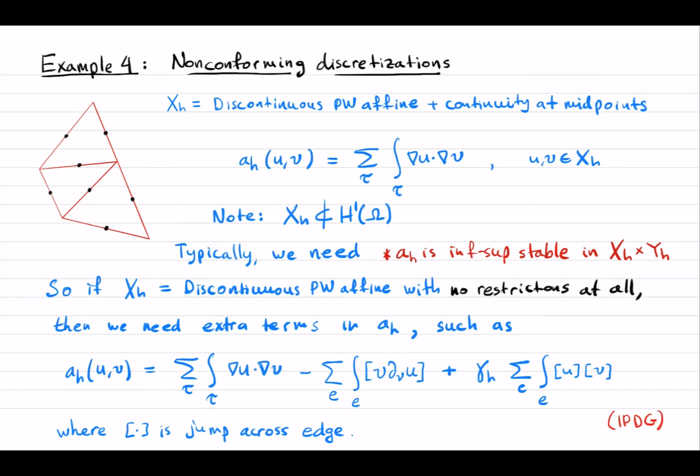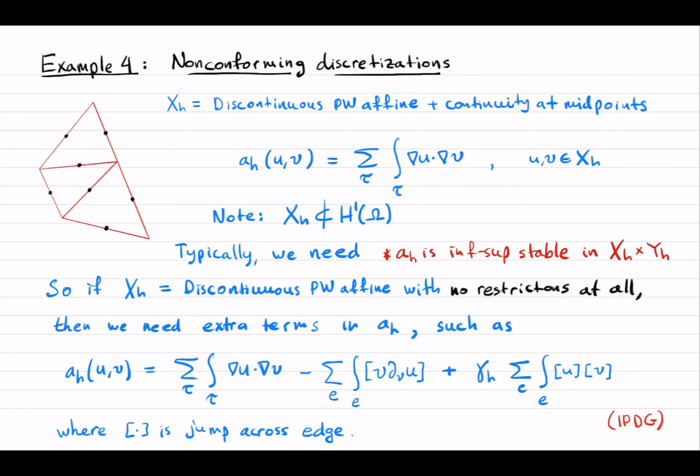And because there is discontinuity, we will be required to modify our bilinear form in this way, which is of course consistent because if these functions u and v are in H1, then this sum will be just the integral over the whole domain, and that would give us the original bilinear form A. Again, typically we will need that this modified bilinear form A_H is stable in the finite element space. So it turns out that if you have these continuity requirements at the midpoints, we will really have inf-sup stability. So this is a type of non-conforming discretization.